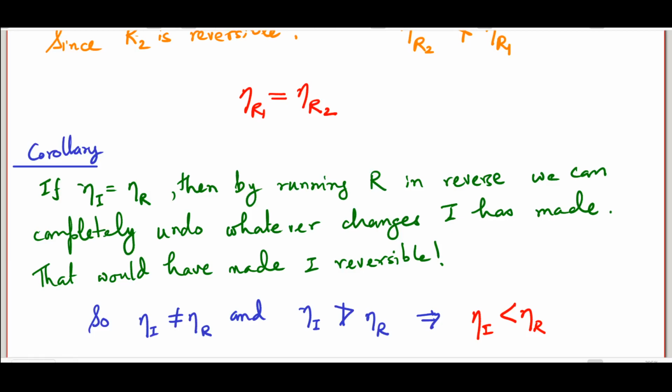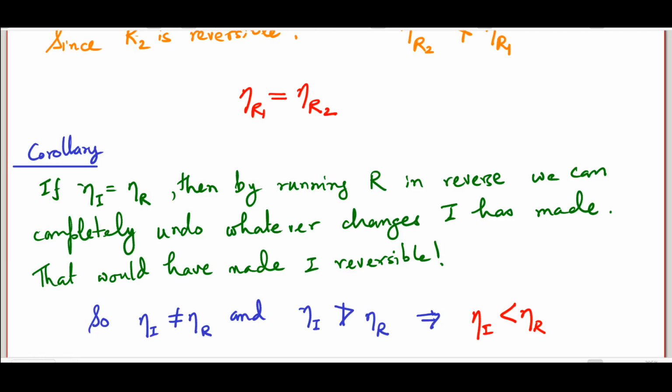Which would mean that if eta I were equal to eta R, then the engine we are looking at, the one which we had labeled I tentatively as irreversible, would not be irreversible. After all, this is exactly what we mean by reversible: something whose action on the system and the surroundings can be reversed. And that's exactly what we have just shown. So eta I equal to eta R is out if I is really irreversible.